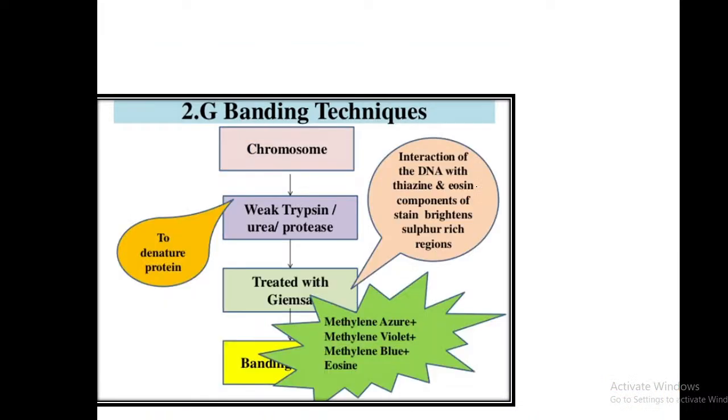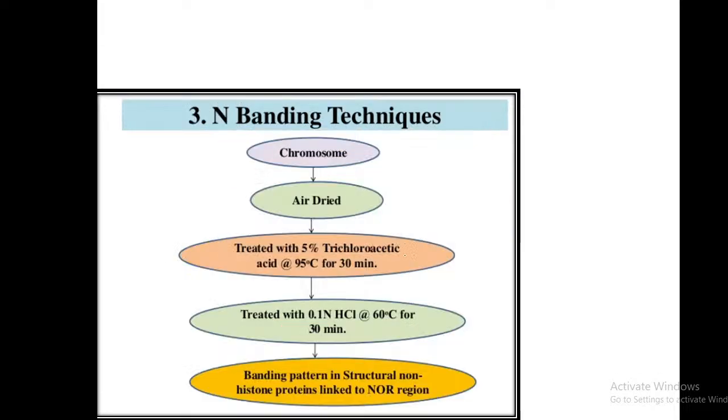Next is G banding technique. G banding technique is another technique which is used with the help of the stain called GMSA stain. The banding pattern we get after staining with GMSA is what we call G banding pattern. You don't need the details now. Just have a look at what is happening.